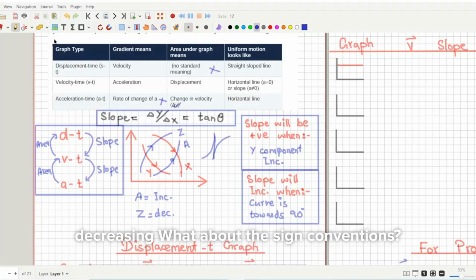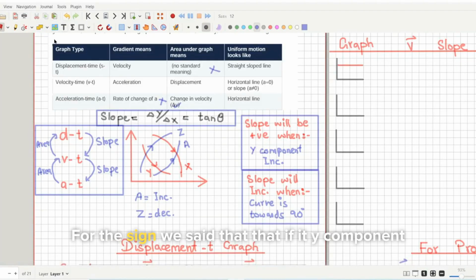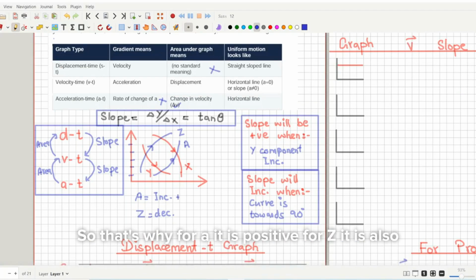What about the sign conventions? For the sign, we said that if the y component is increasing, then the slope is positive. As you can see, what is the y component, right? This is the y component, y component, y component. As you can see, for both a and z the y component is increasing. So that's why for a it is positive, for z it is also positive.